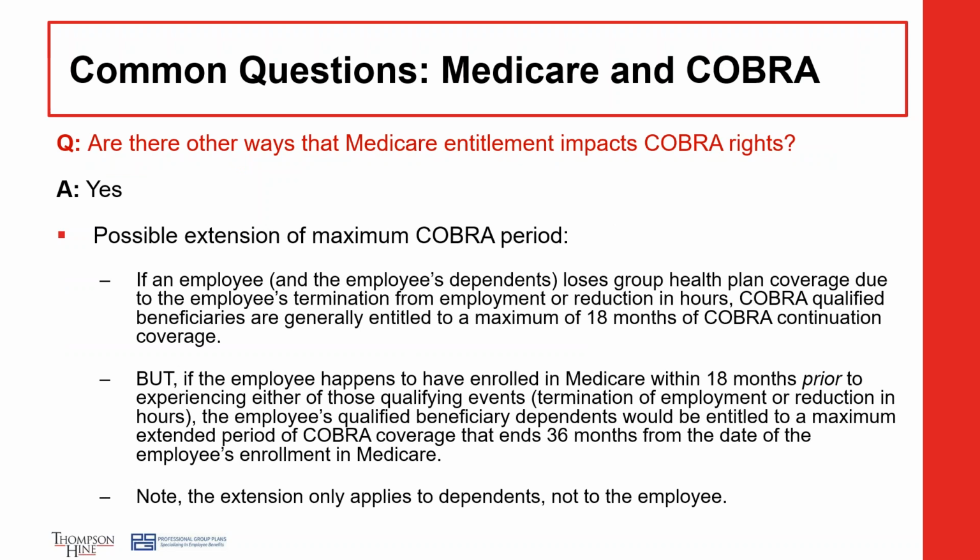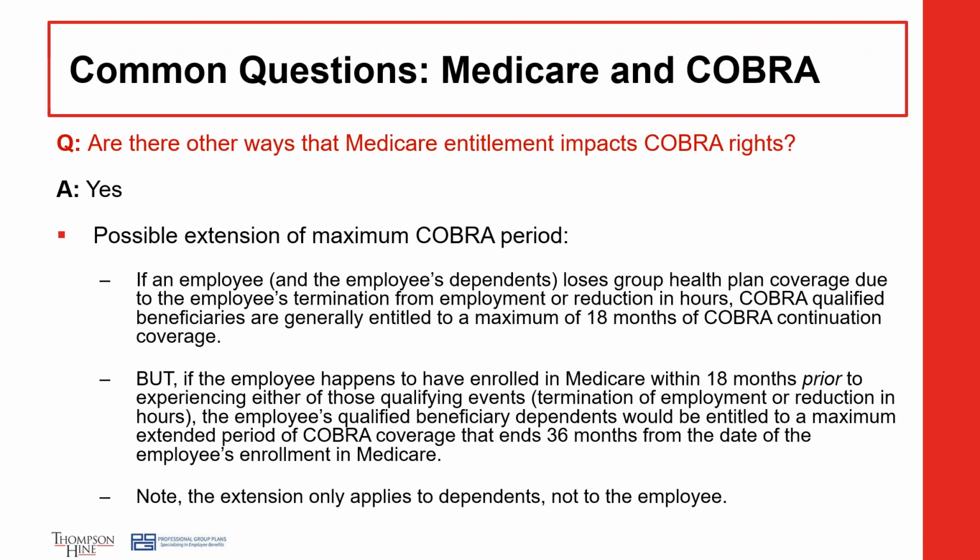Are there other ways that Medicare entitlement impacts COBRA rights? Yes. Medicare can extend the maximum COBRA period. So if an employee and the employee's dependents lose group health plan coverage due to the employee's termination of employment or reduction in hours, so we've got an 18-month COBRA period, that 18-month COBRA period would apply.